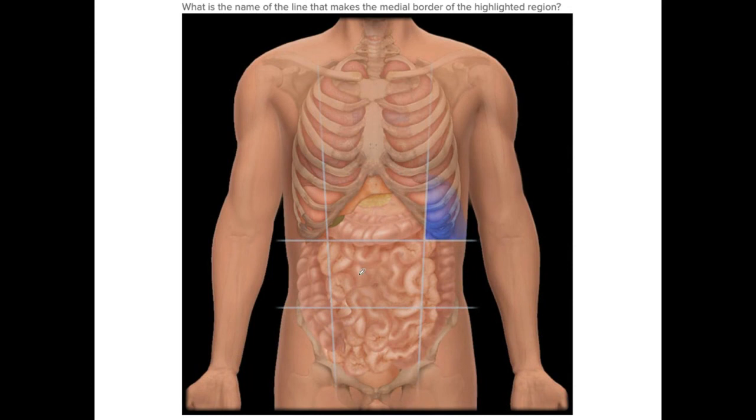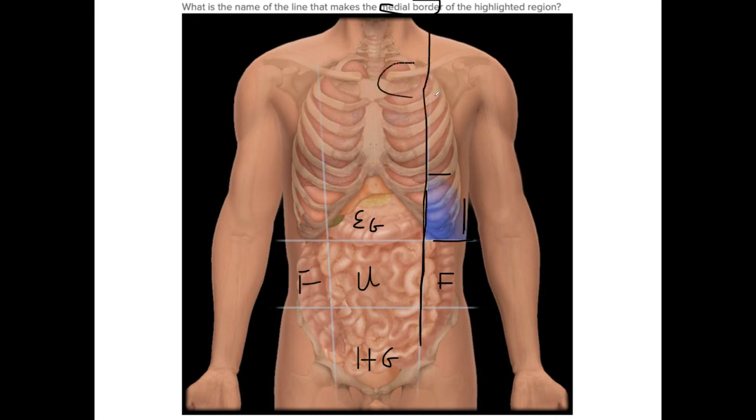All right, now many of you want to say, this is the umbilical region, this is the epigastric, and then this is the hypogastric, and then this is the flank or the lumbar, and then this is the hypochondriac here and here. But look at the question. What is the name of the line that makes the medial border of the highlighted region? Okay, so here's the inferior border, here's the superior border, here's a lateral border, here's the medial. So this line, as we said, let's follow it up, goes right down the center of the clavicle. That's the mid-clavicular line.